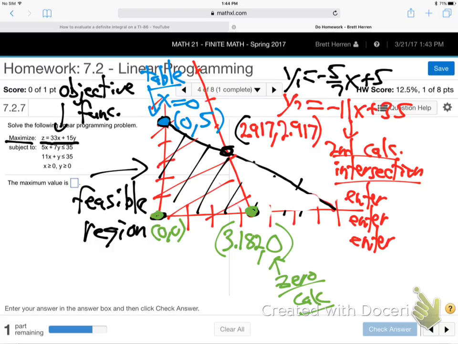And so now what we're going to do is we're going to plug all those in. Let me get this out of the way. We're going to plug all those in to what?